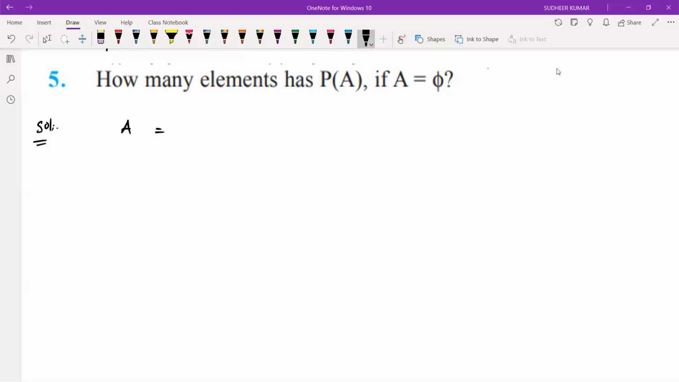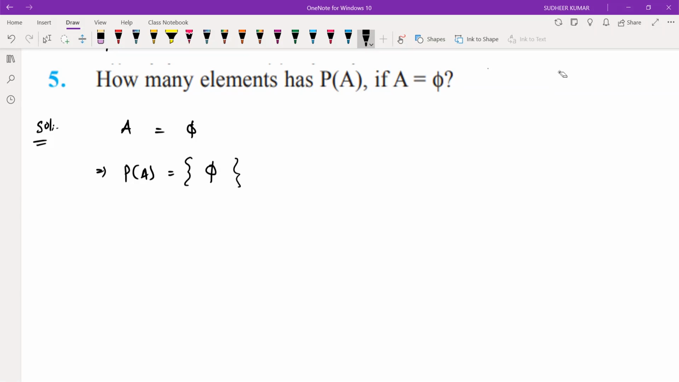Set A is given as phi. Write the power set, P of A. What are the subsets of phi? Phi itself. In the previous question we discussed that the subset of phi, the null set, is the null set itself. Power set means the set of all subsets, so we have to write a set of subsets.